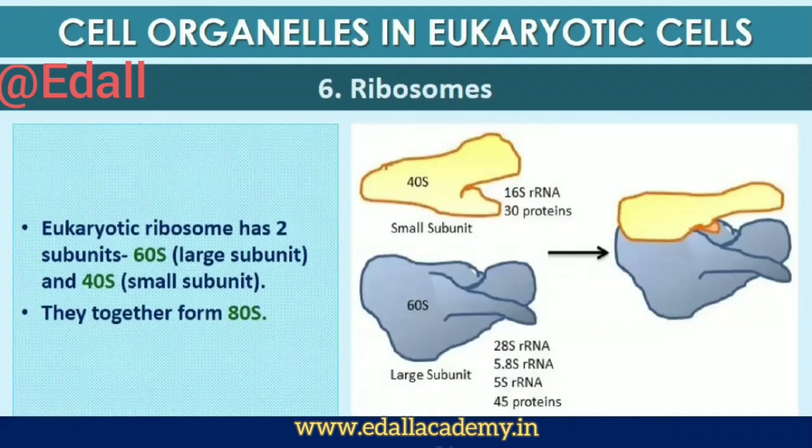Here S, Svedberg's unit, stands for the sedimentation coefficient. It indirectly is a measure of density and size. Both 70S and 80S ribosomes are composed of two subunits.